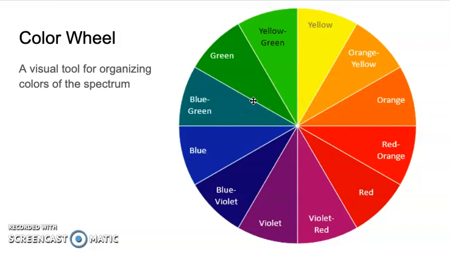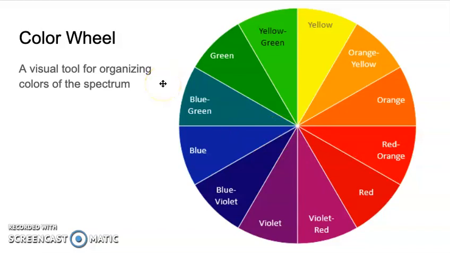I sincerely apologize if any of you are colorblind. Please reach out to me if you are, because this will be very hard to follow along with if you don't have the labels and you struggle from color blindness.